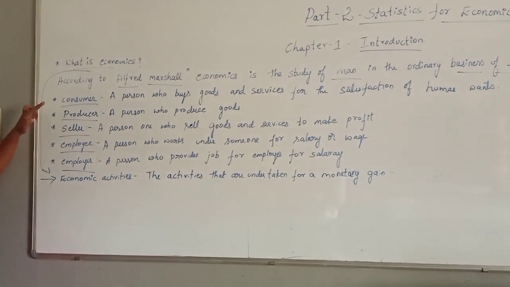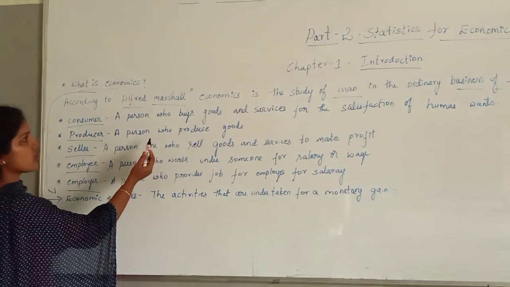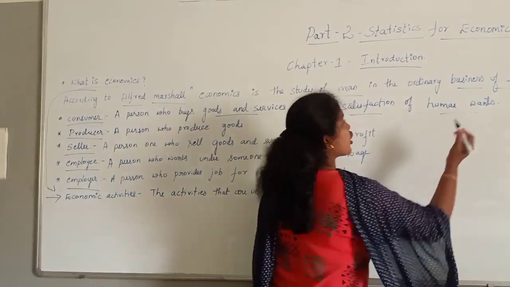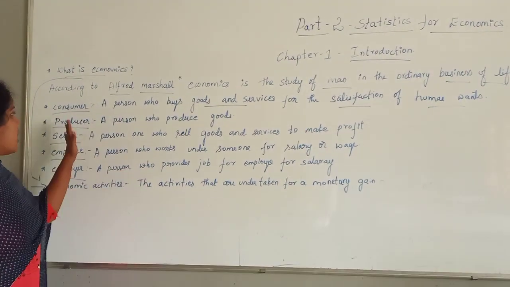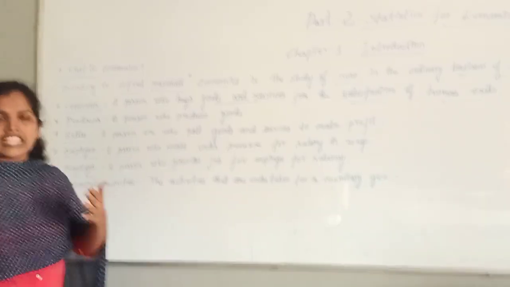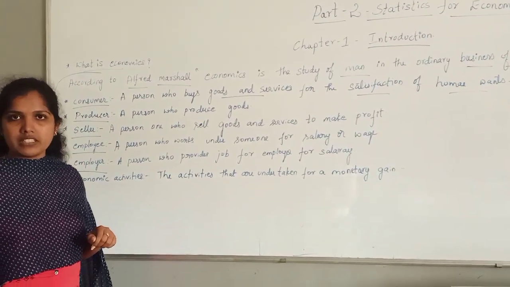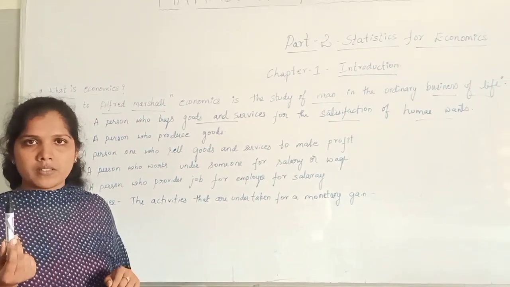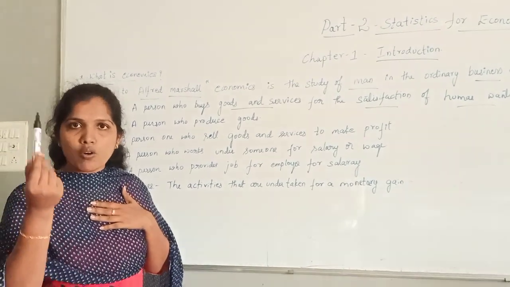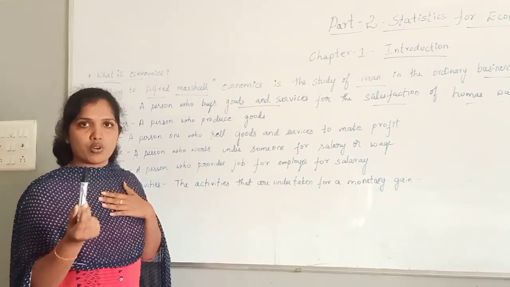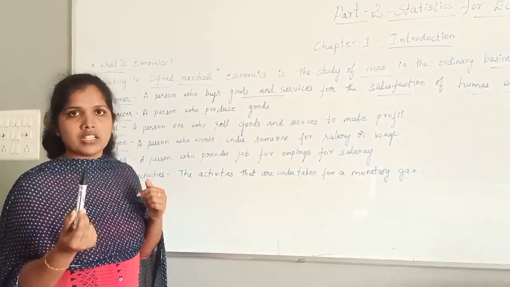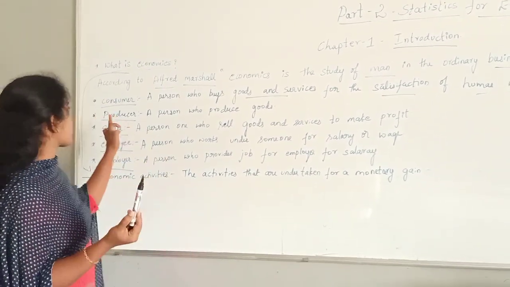So if you take first term consumer, he is a person who buys goods and services for the satisfaction of human wants. Nothing but a person who buys the goods or service for his satisfaction is known as consumer. For example, if I want to buy this marker, then I will buy this marker from the shop. Why? There is a need that I want the marker to write it on the board. So there was a need. To fulfill this need, I will buy the marker. Then I am known as a consumer.